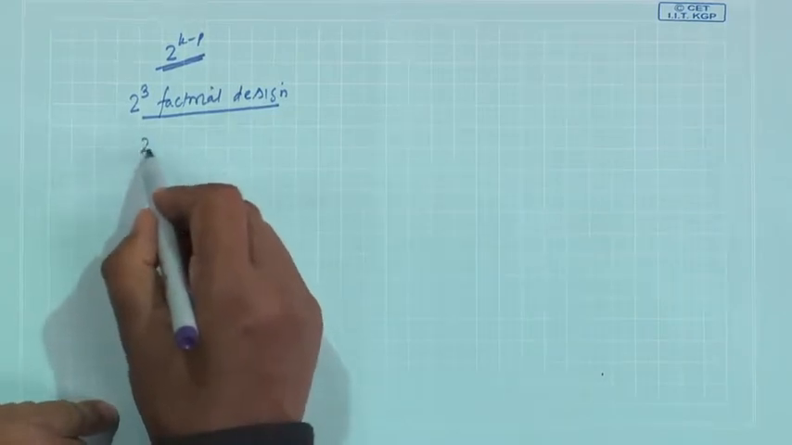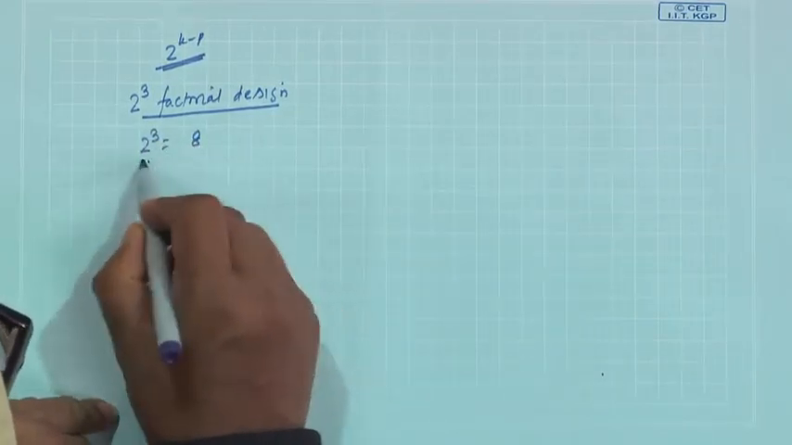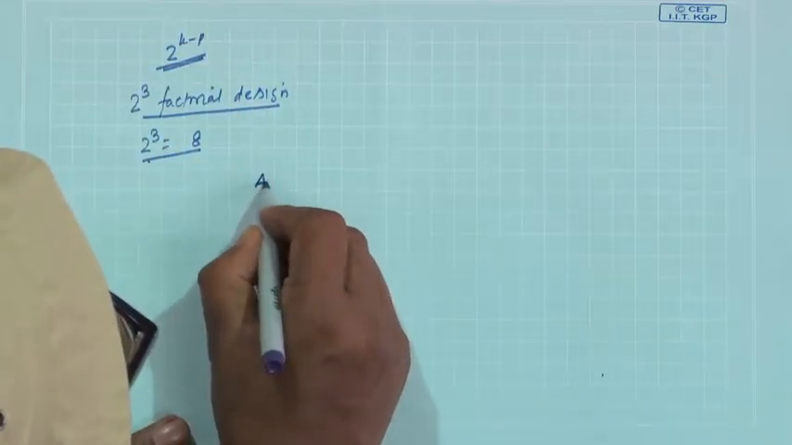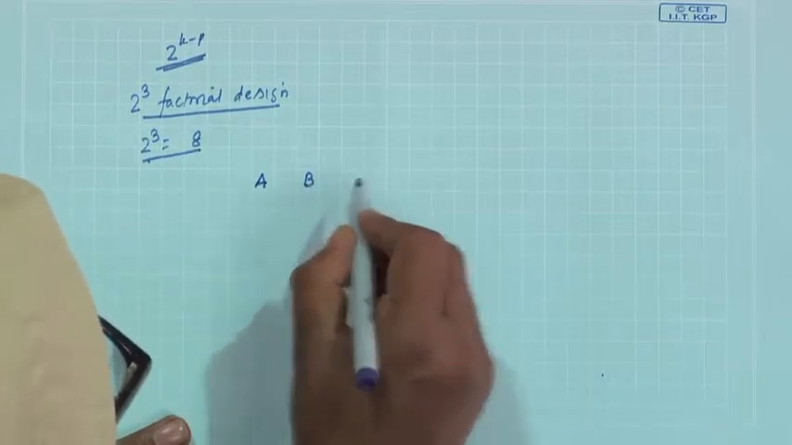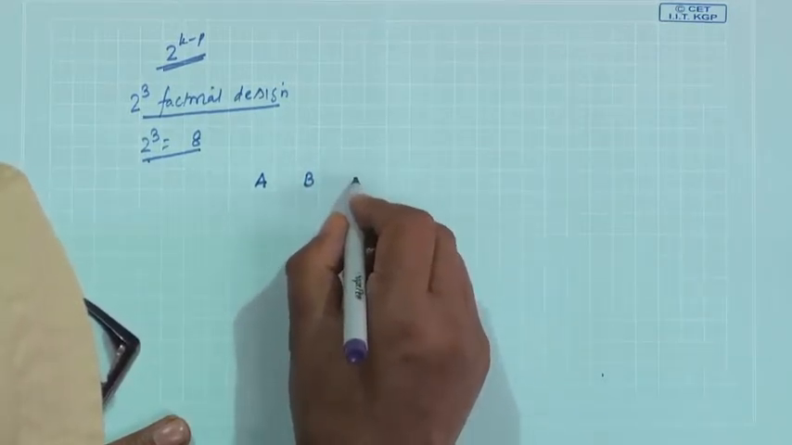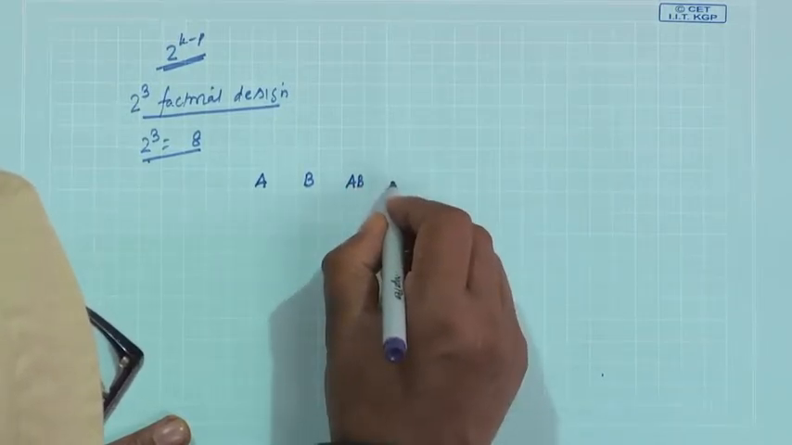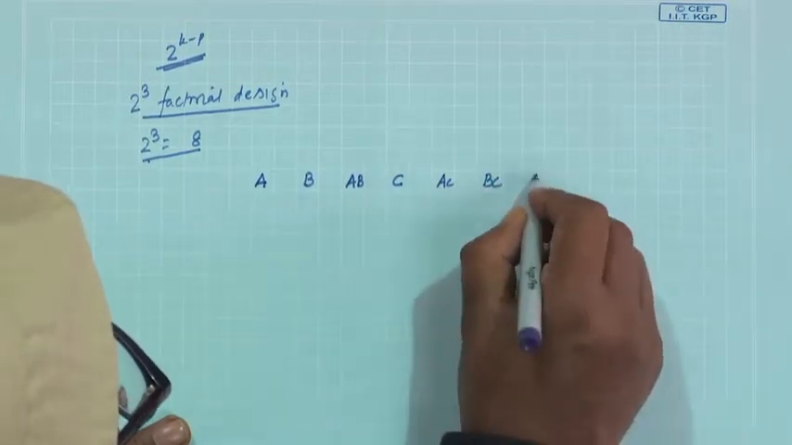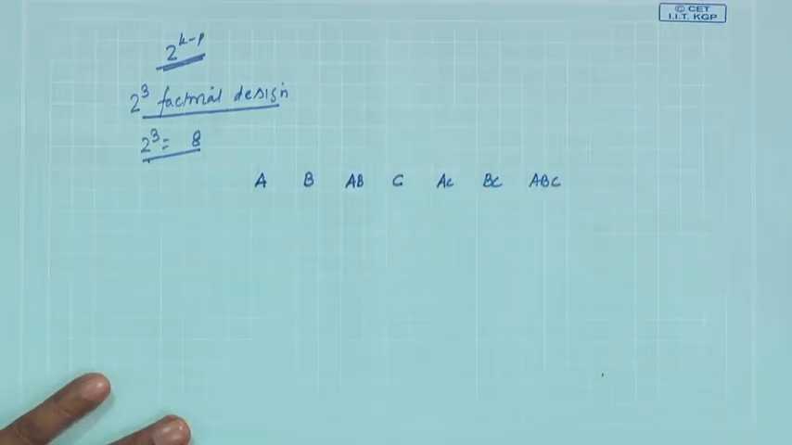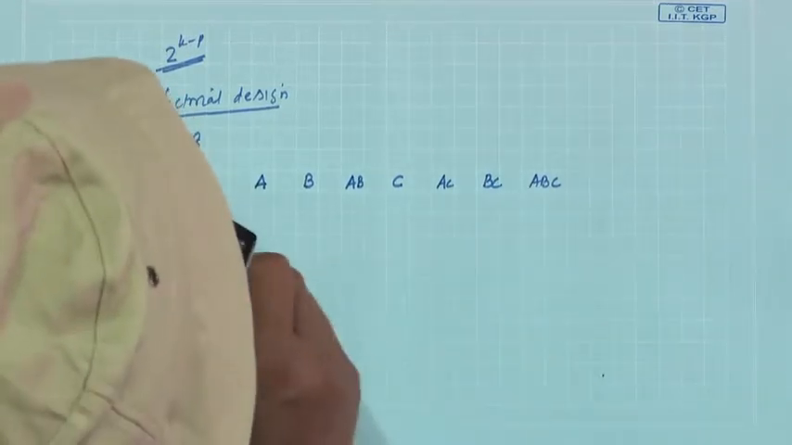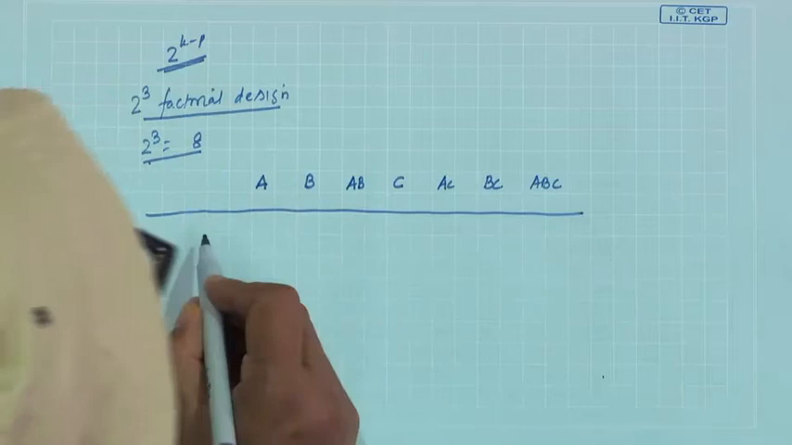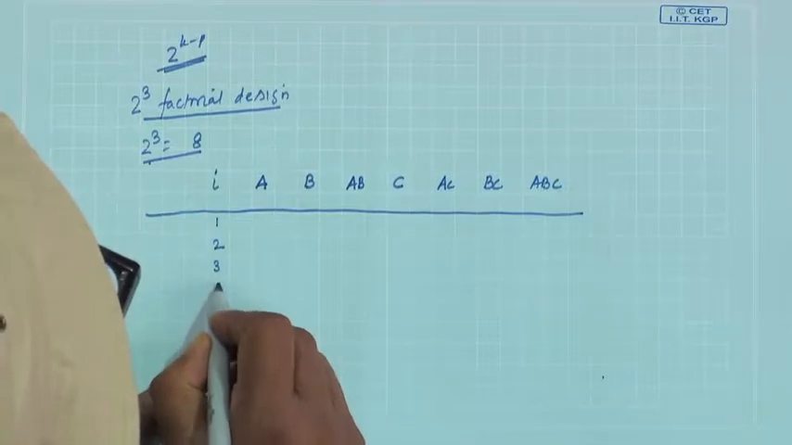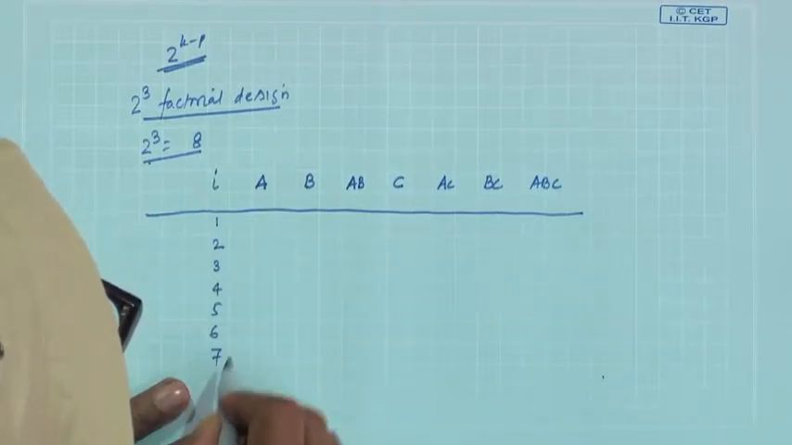So, how many treatment combinations? 2 to the power 3 equals 8 treatment combinations. Okay. So, if I write the factors A, B, then AB I can write here, then C, AC, BC, ABC. This kind of notation you have seen earlier. So, how many combinations? 1, 2, 3, 4, 5, 6, 7, 8.